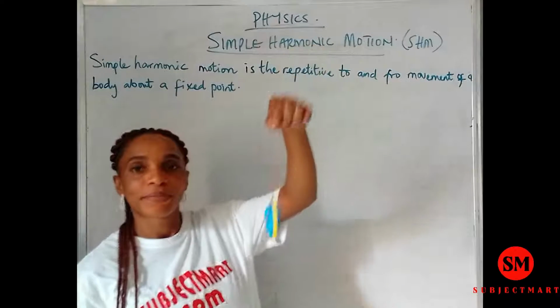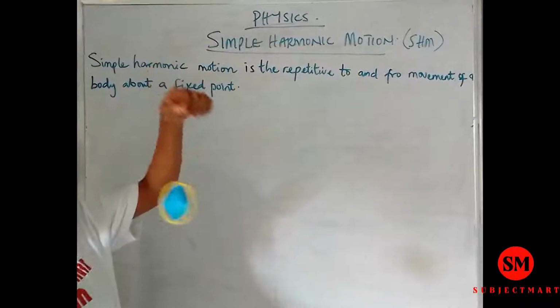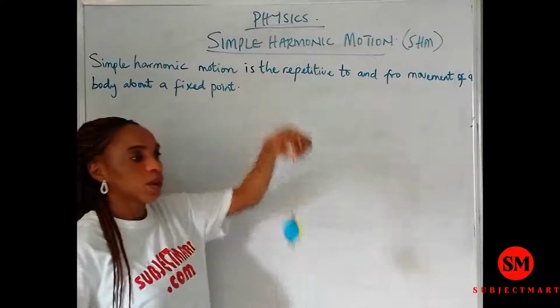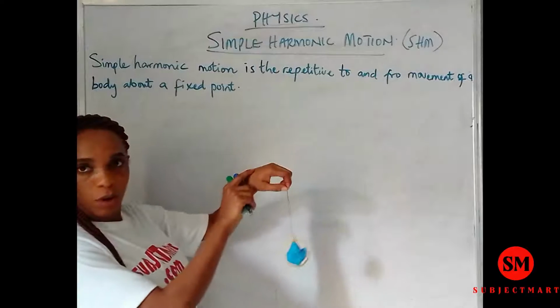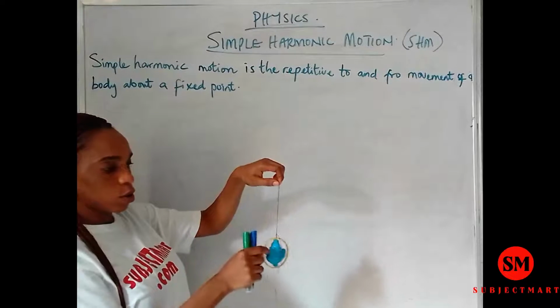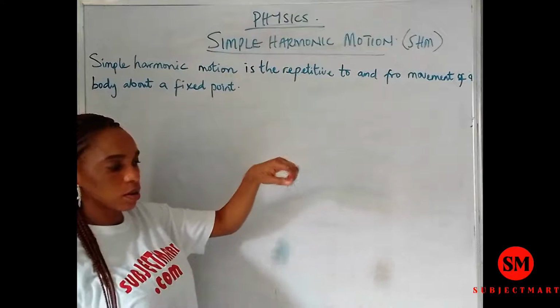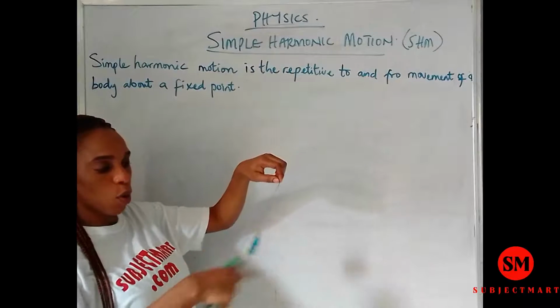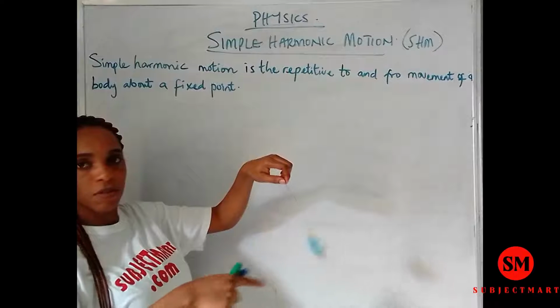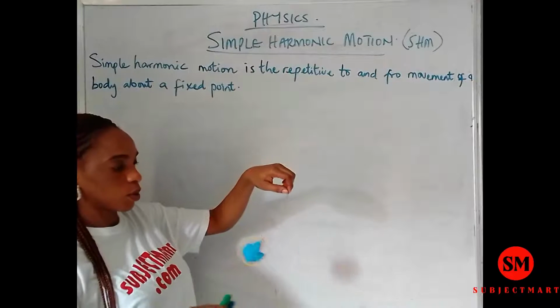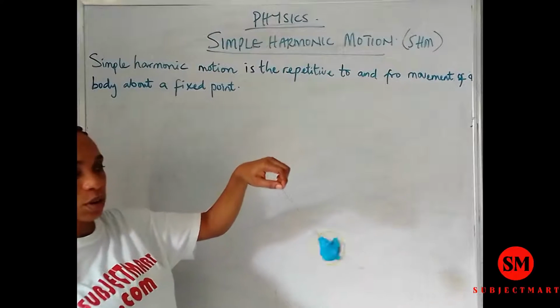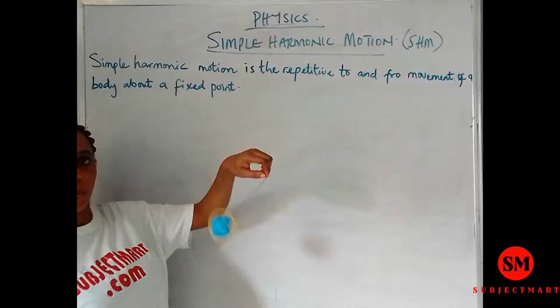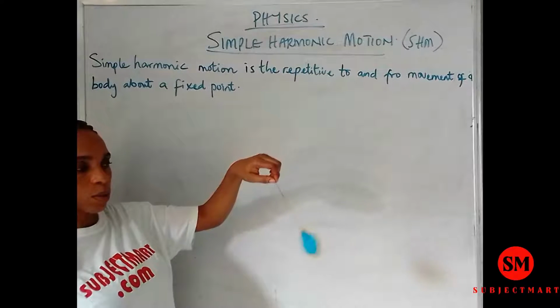So here, I have an object, and my hand here is a fixed point. So if I displace this, you can see the movement. It's moving to and fro in a repetitive manner, repeating itself. So this kind of motion is described as a simple harmonic motion.